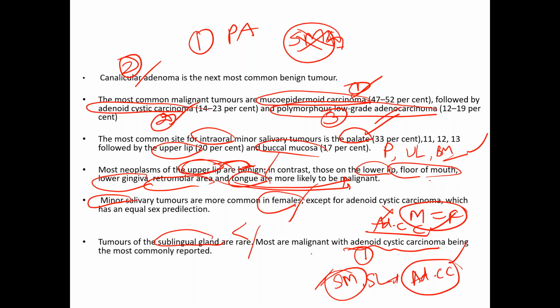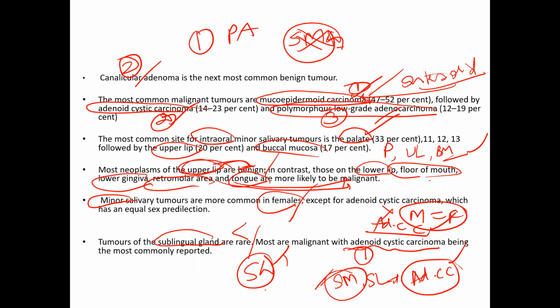Intraoral tumors, that is, small salivary gland tumors, are most commonly mucoepidermoid carcinoma. So this is how we complete the introduction of salivary glands and salivary gland tumors. We will complete the whole salivary gland topic in the next class.